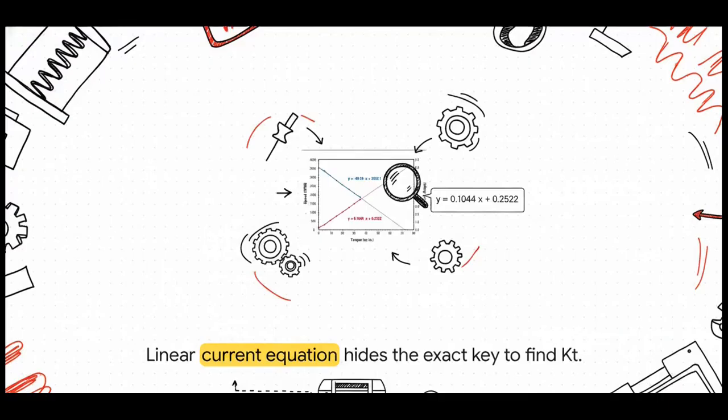All right, Section 3, Decoding the Bodine Graph. Check out this standard speed and torque performance graph for a Bodine brushless DC motor. I love this because it brilliantly illustrates how manufacturers basically hand you the answers, hiding them right in plain sight. If you look closely at that red line mapping out the current, you'll see the linear equation is explicitly printed right there on the chart. Y equals 0.1044x plus 0.2522. Believe it or not, that single equation contains the exact key we need to unlock the torque constant.